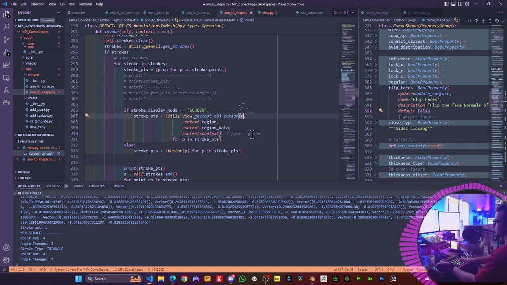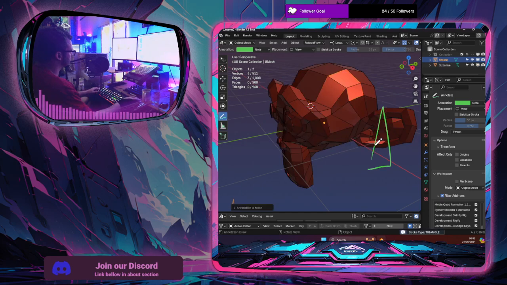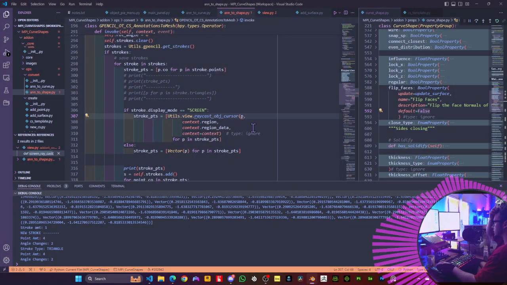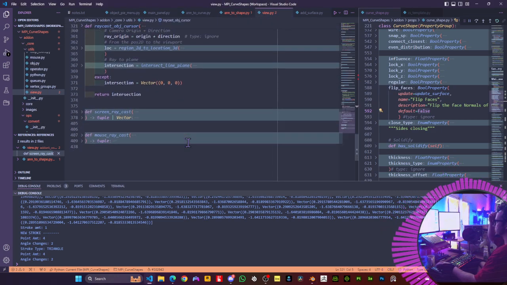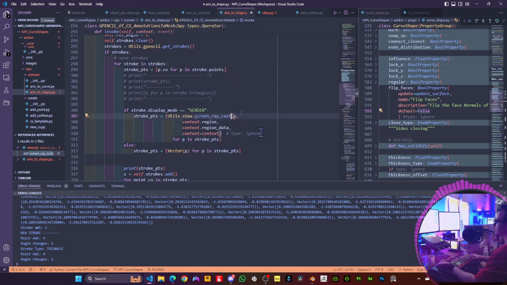I might go back to the other one. Let me try passing in a 3D vector instead. Same result, okay. And let me try going back to the previous one, which was screen raycast, right? And that didn't need at least two.